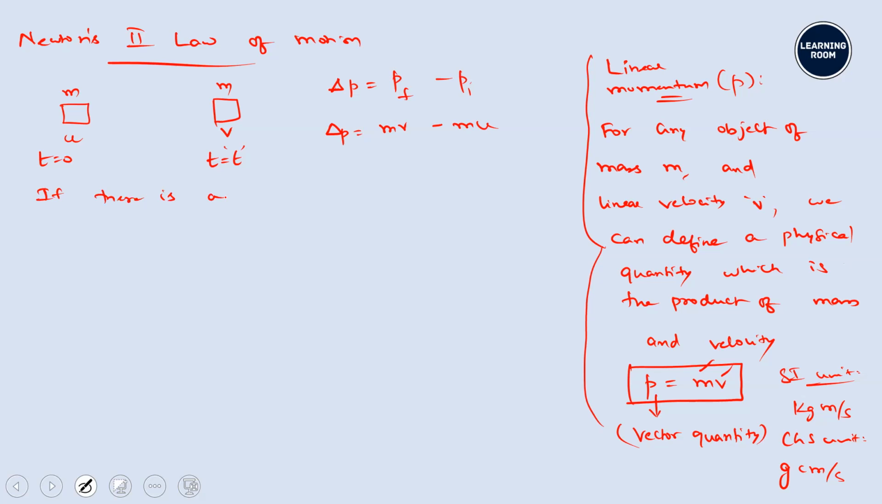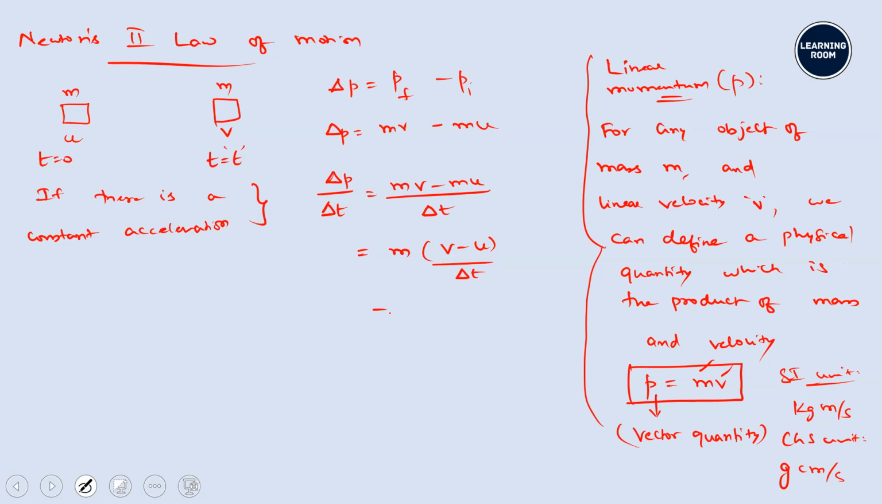So if there is a constant acceleration, and I define a parameter delta V by delta T, what will I get? I will get MV minus MU divided by delta T. So what is constant in the numerator? M is constant. So if I write M into V minus U divided by delta T, then I can write this as M into delta V divided by delta T.